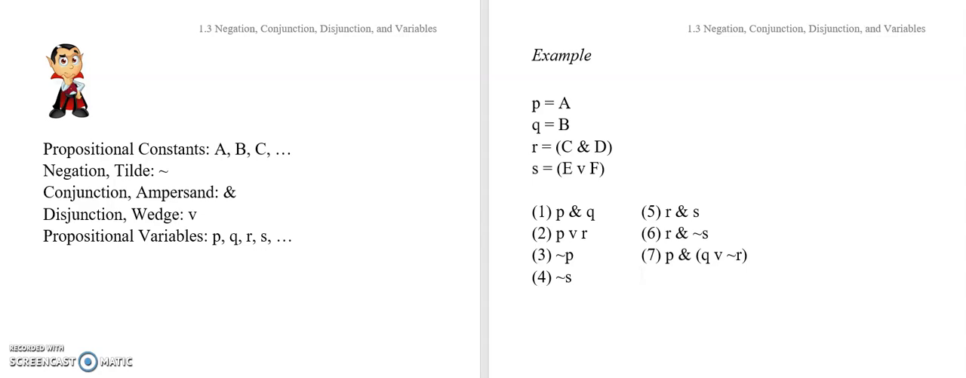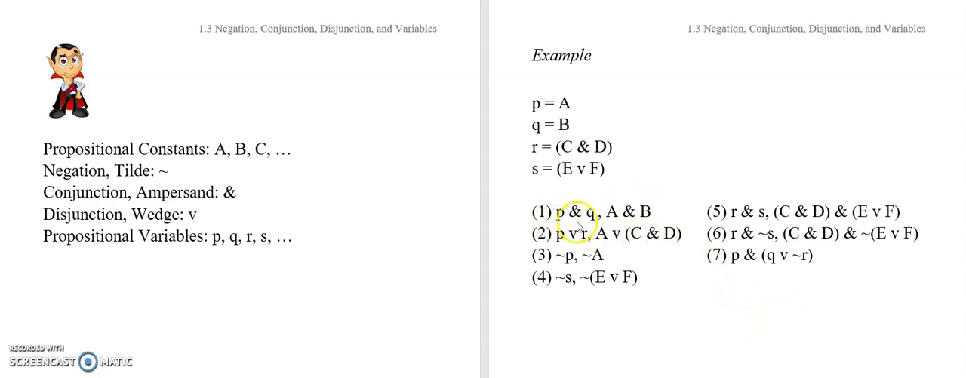Okay, so hopefully you've had a chance to do this. Let's go through these together. So number 1, for P and Q, the value of P is A. So you're going to write down the A, then you're going to write down the ampersand, and then you're going to write down the Q, which is B. Okay, and this is what we're looking for here.